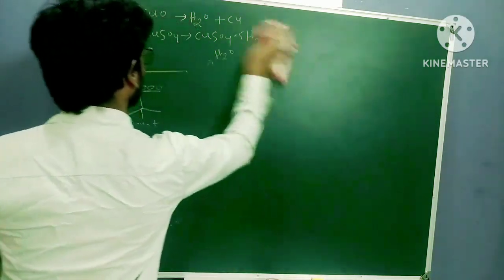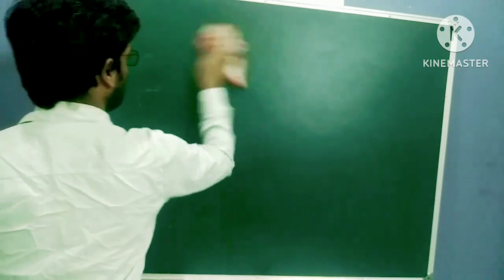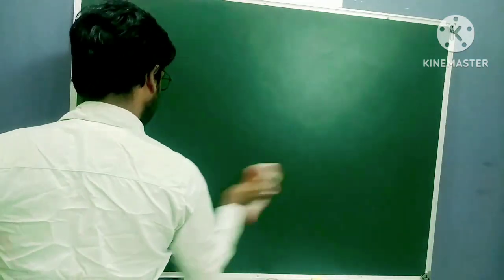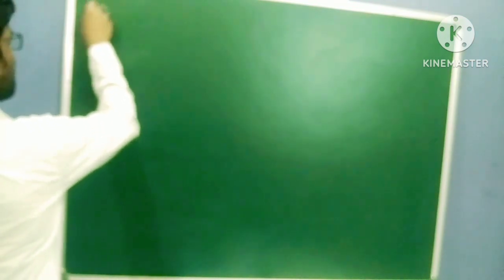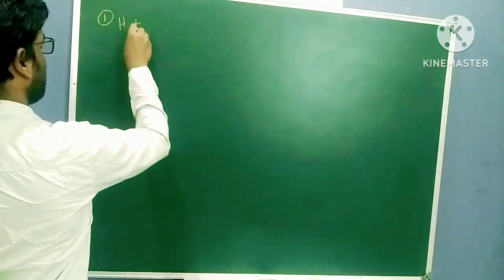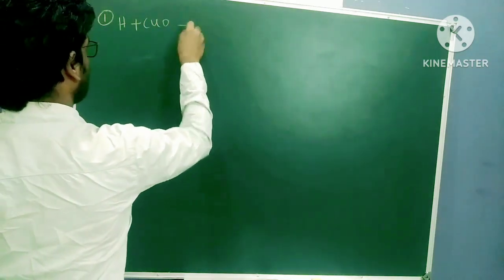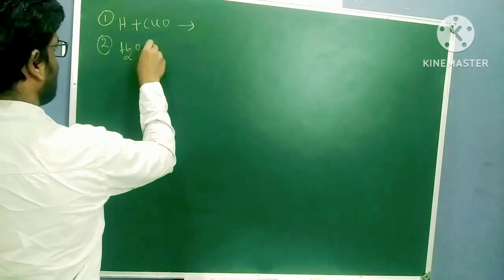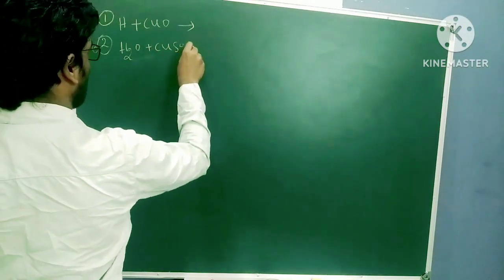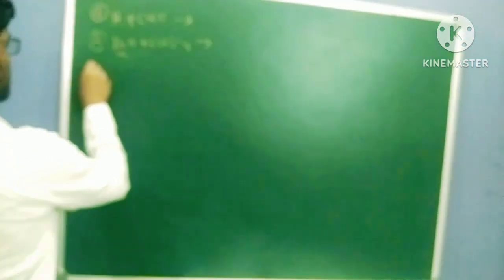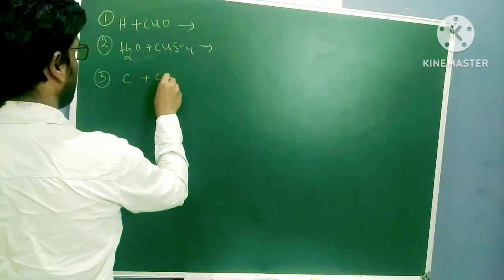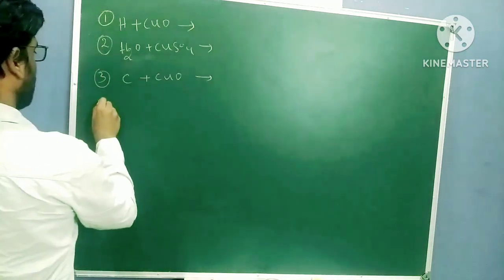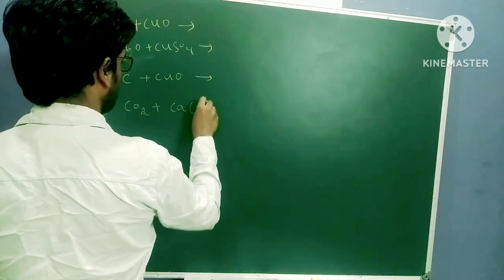So finally I'm writing here 4 reactions. You only have to remember 4 reactions here. These are very, very important. You don't need to remember the total process. So the first reaction, hydrogen plus copper oxide gives rise to what? Second reaction, water plus copper sulfate. Third reaction, carbon plus copper oxide. Fourth reaction, carbon dioxide with Ca(OH)2, right?